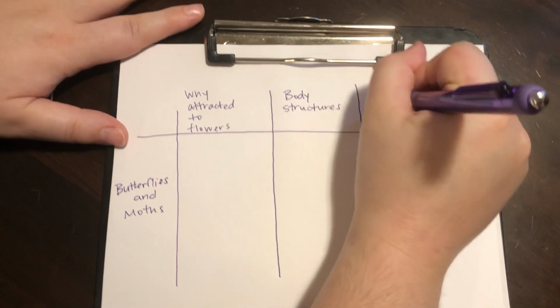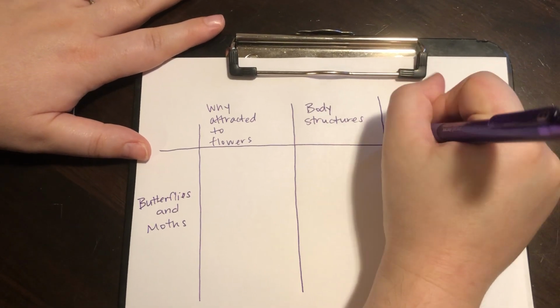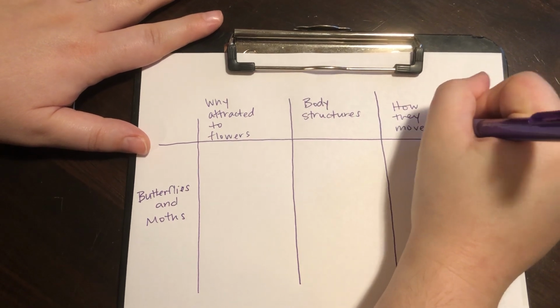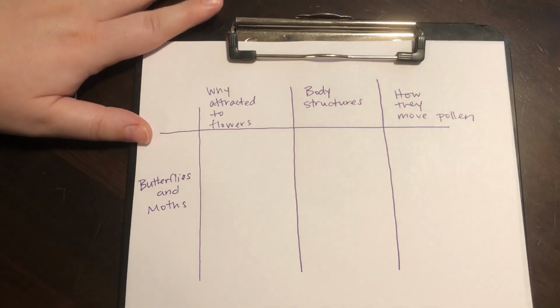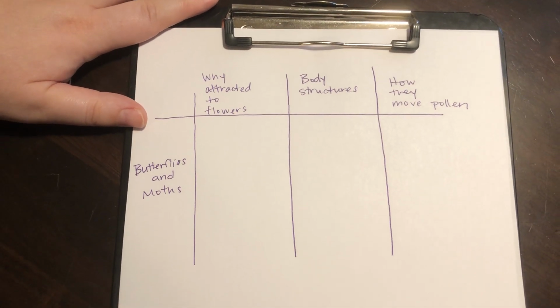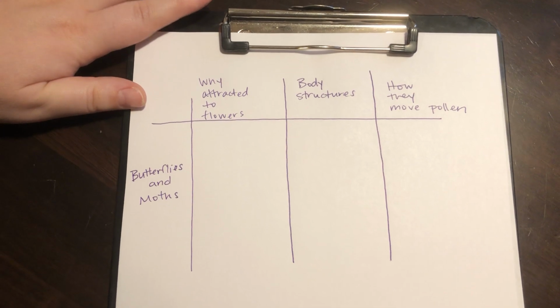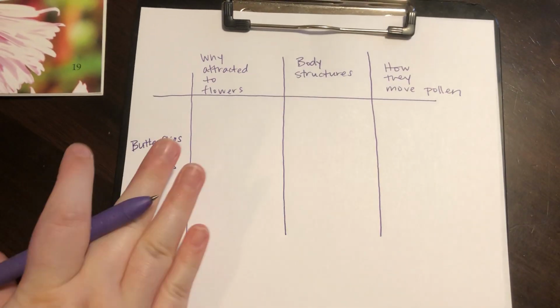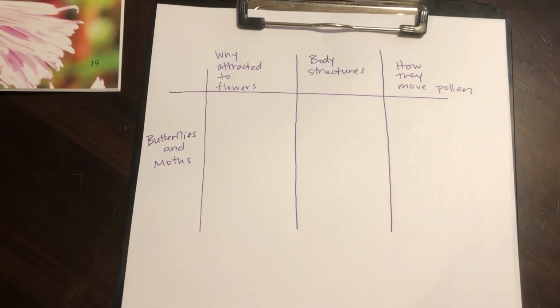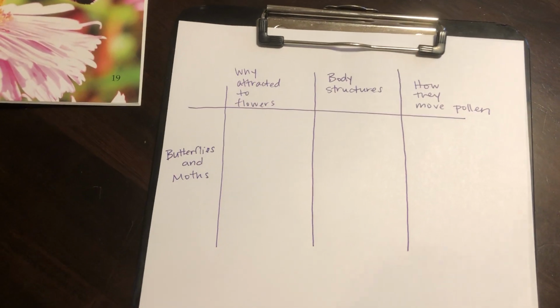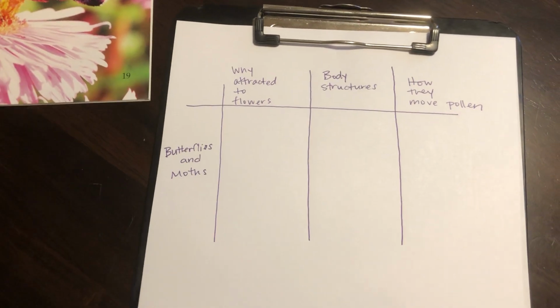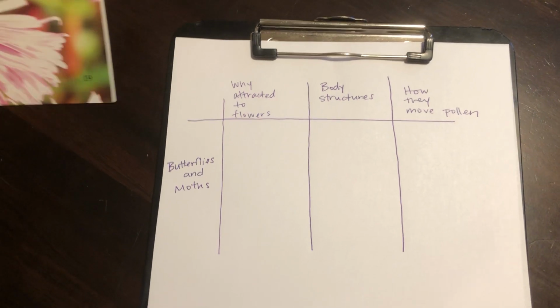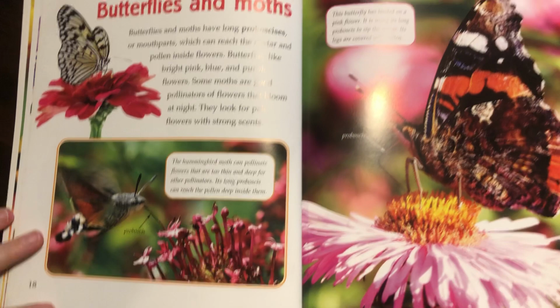And then finally, how they move pollen from one flower to another flower of the same species. So these are our thinking jobs as we read. Why are they attracted to flowers? What body structures help them with pollination? And how do they move pollen from one flower to the next? So let's take a look at our text.